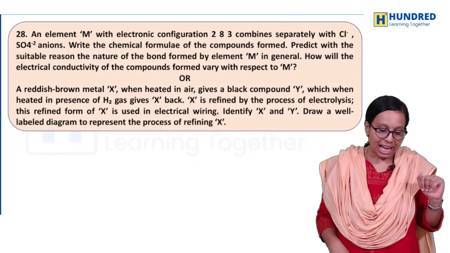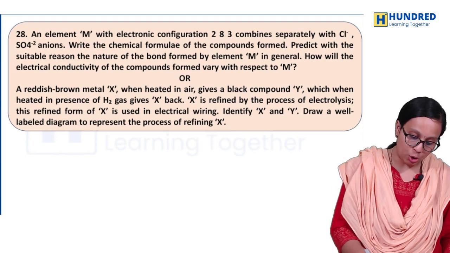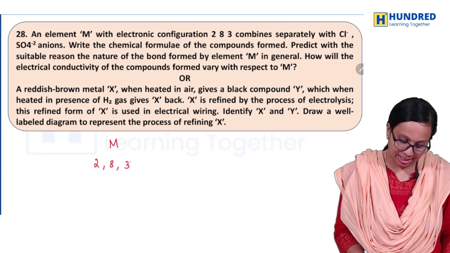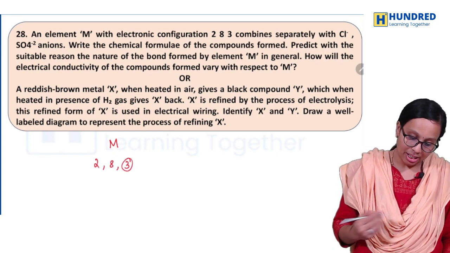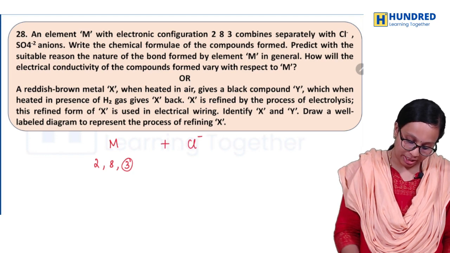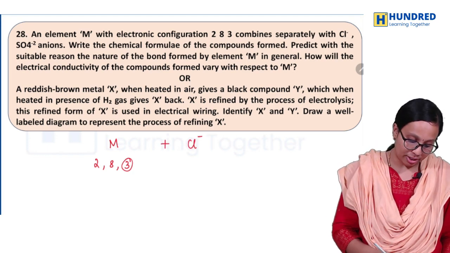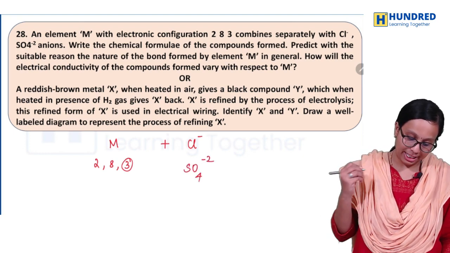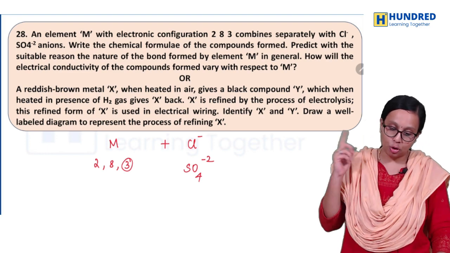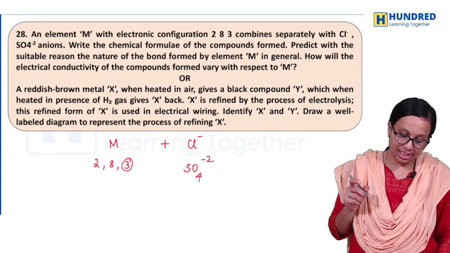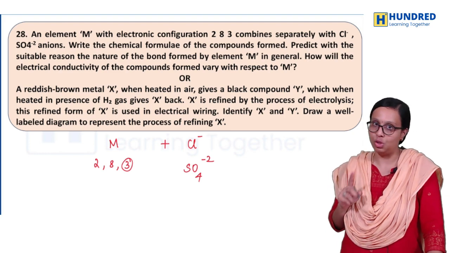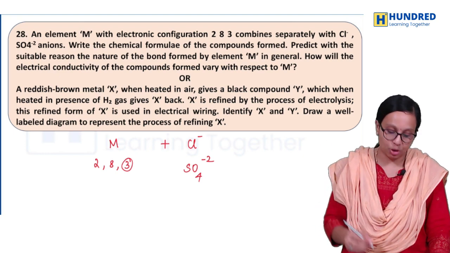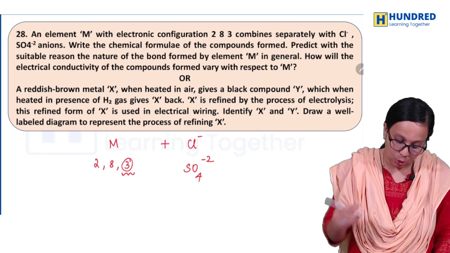The next one: an element M with an electronic configuration 2, 8, 3. So for M, the electronic configuration is 283, which means there are 3 electrons in the valence shell. It combines separately with chlorine, which has only 1 electron, and with sulfate, which is -2. Write the chemical formula of the compounds formed. Predict with a suitable reason the nature of the bond formed by M in general. It will generally be an ionic bond because it's going to either gain or lose electrons. Here, in order to become stable, it will lose the electrons.